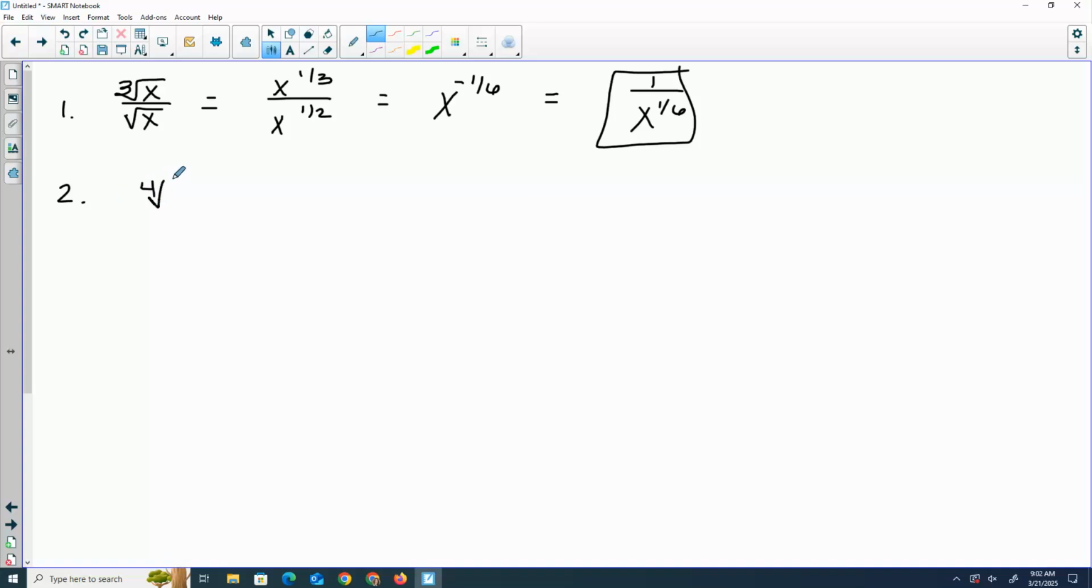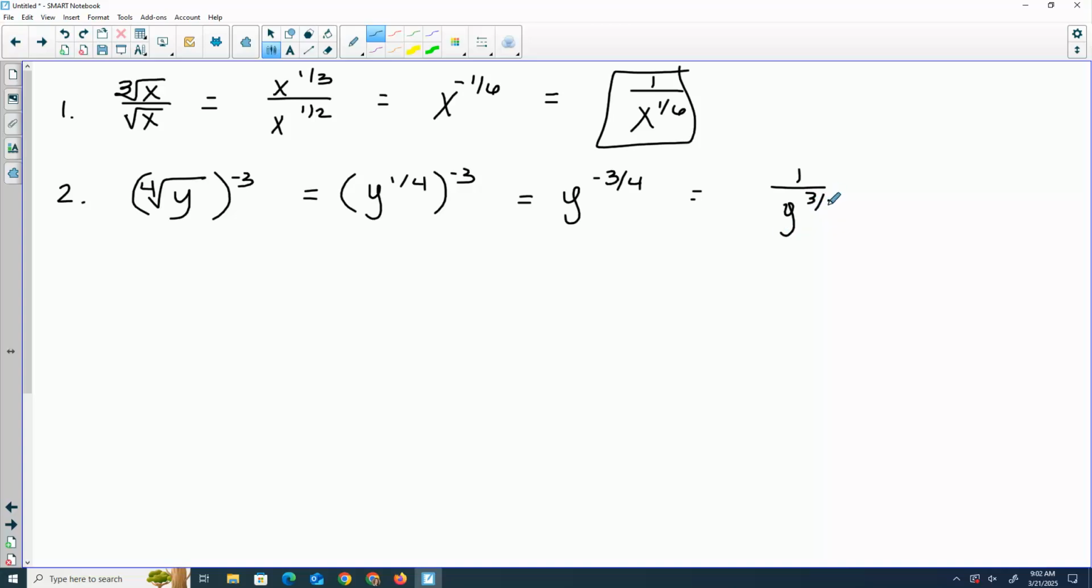Number 2, we have the 4th root of y all to the -3rd. So a 4th root is a 1/4 power to the -3rd. A power to a power, you multiply those. And then again, it's a negative exponent, so in the final answer it gets moved to the bottom.